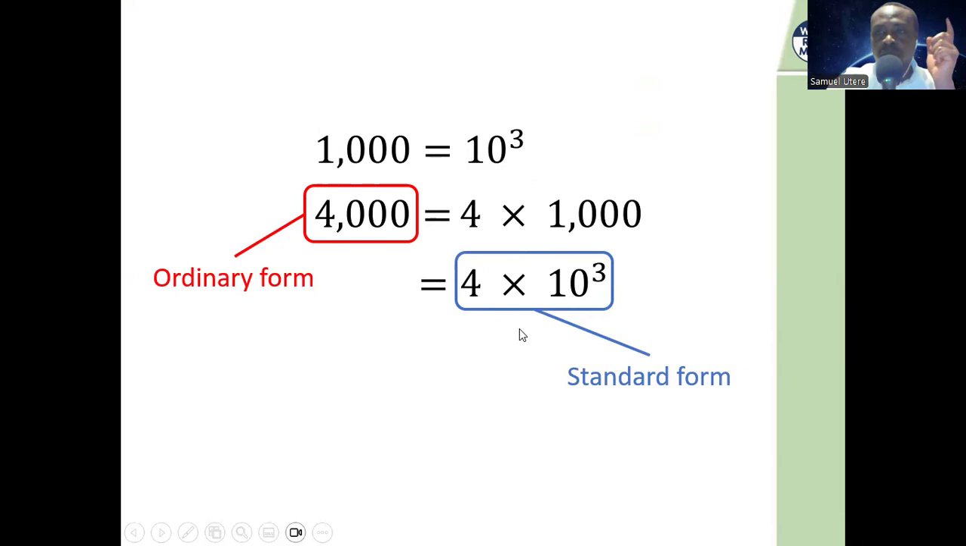I must mention something early for you to know that this first number here, there is a rule we must follow. This first number has to be greater than or equal to 1, but less than 10. I'll say that again. This first number here has to be greater than or equal to 1 and less than 10. It cannot be a two-digit number. Okay.